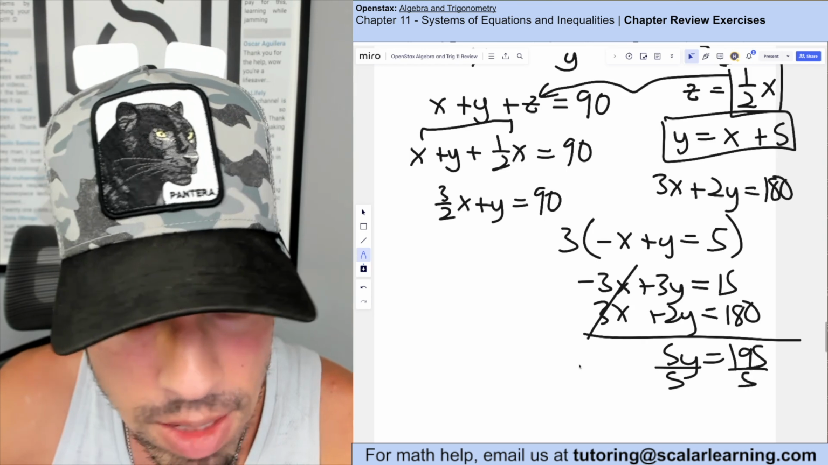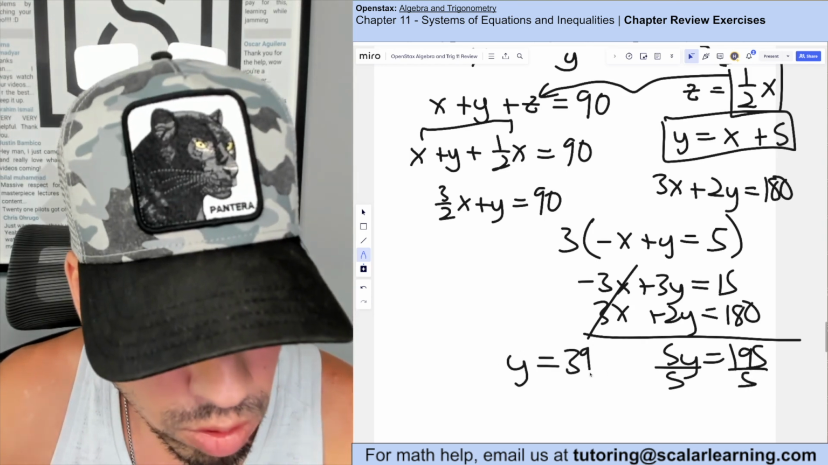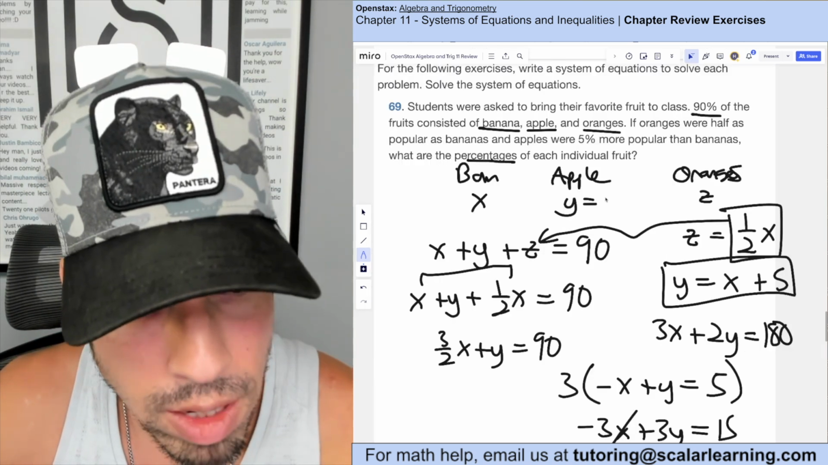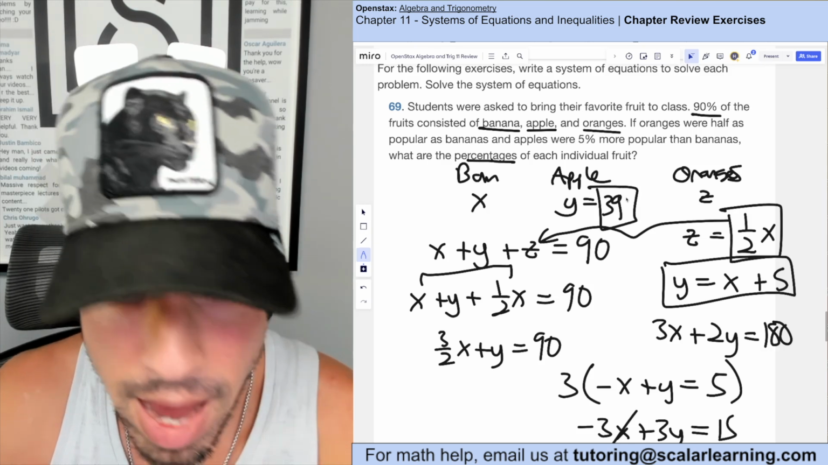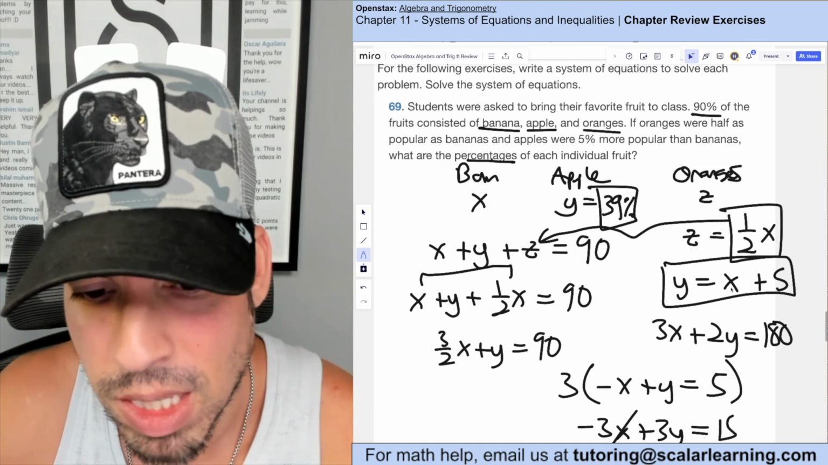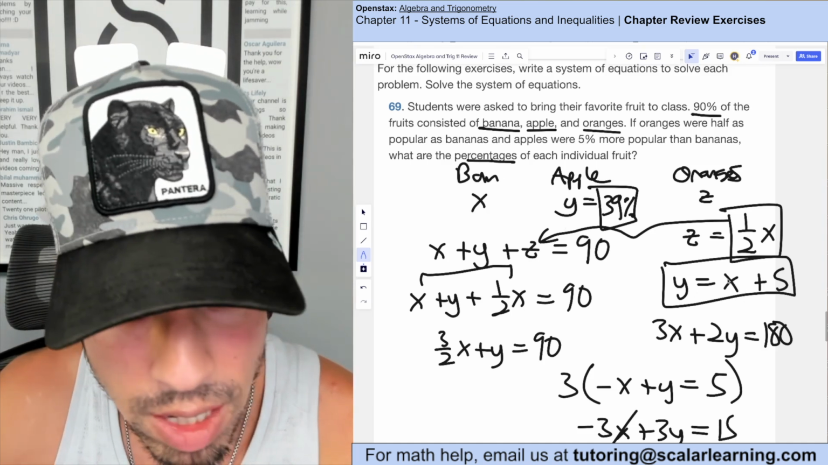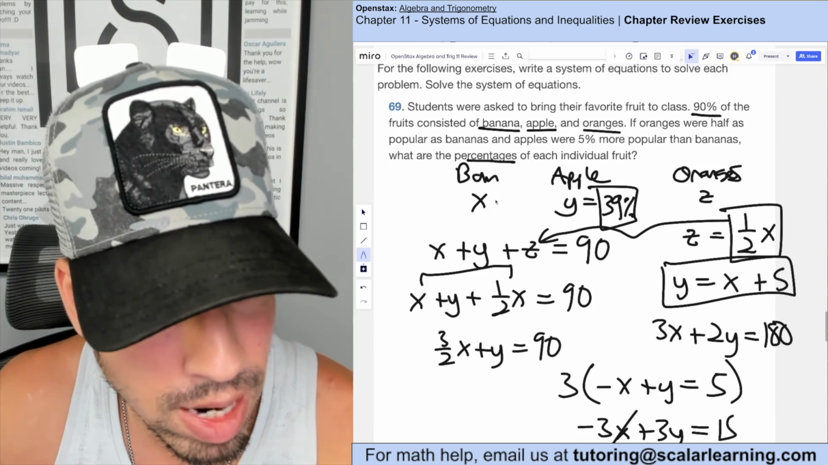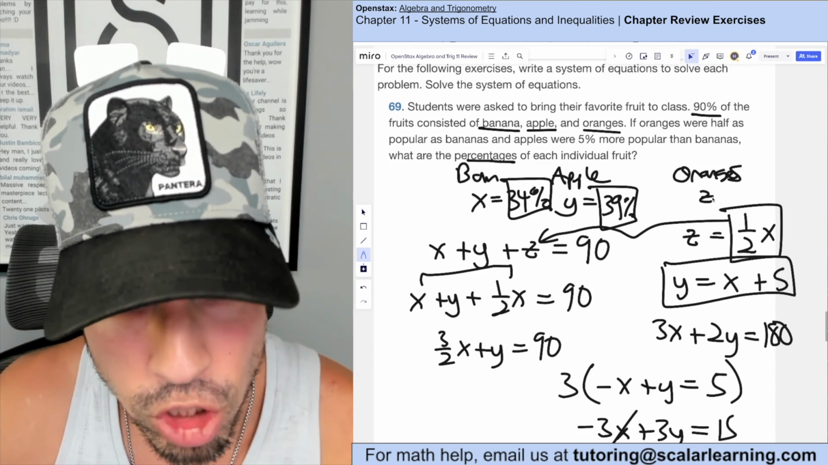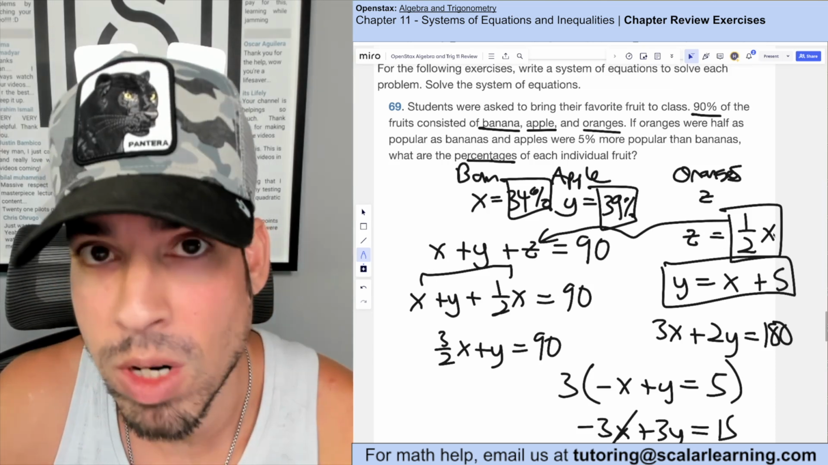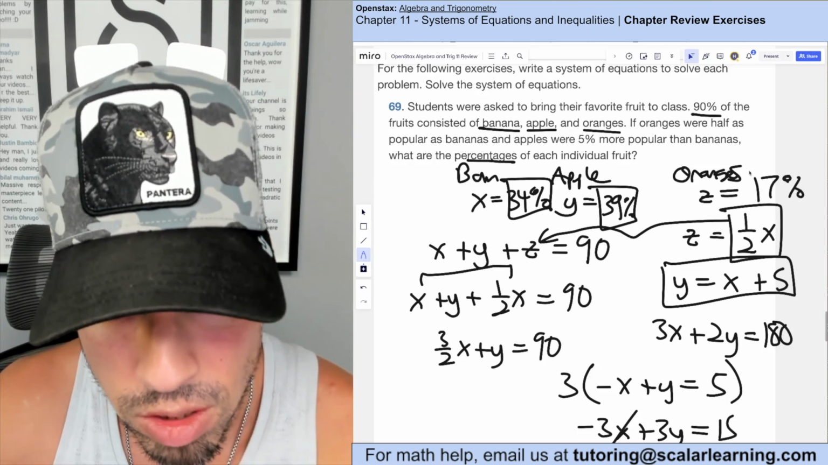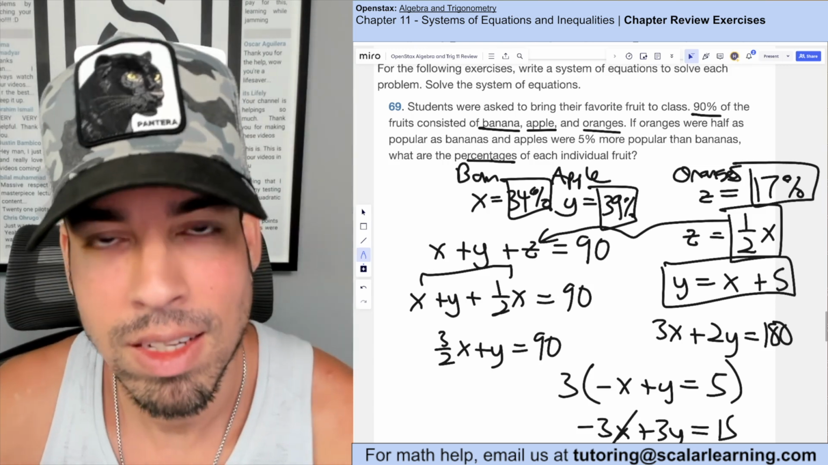Divide both sides by 5, and we get y is equal to 39, right? 5 times 39 is 150 plus 45, takes us back there. Okay, great. So if I know that y is 39, aka apples is 39%, I know that x therefore must be 34, because 34 plus 5 is 39. So x is 34, bananas are 34%. And then last but not least, we get to oranges, which is z. And oranges are just half of what x is, half of bananas. Half of 34 is going to be 17. So oranges is going to be 17%. That's it. That's how you do it.